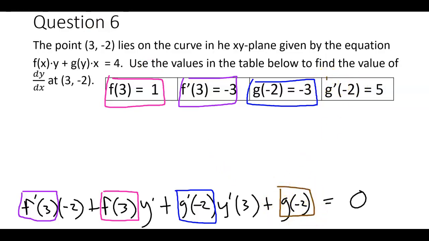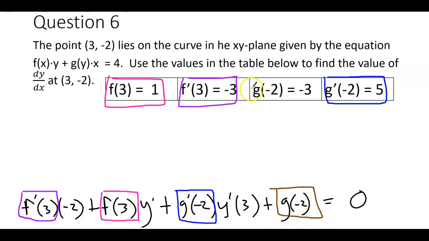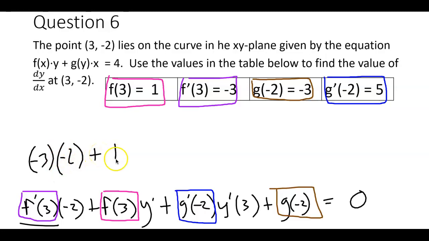Oh, I did that wrong. Let me back up a little bit. G prime of negative 2 is this guy. So g prime of negative 2 is negative 5. And then g of negative 2 is negative 3. So now we're just going to start replacing these things with what they equal. So f prime of 3 is negative 3. F of 3 is 1.